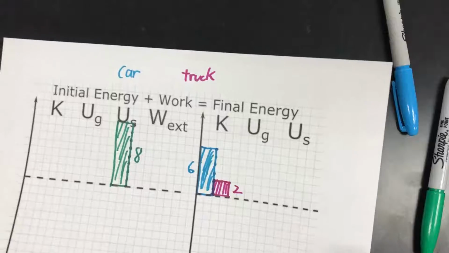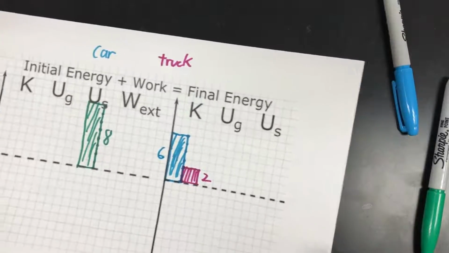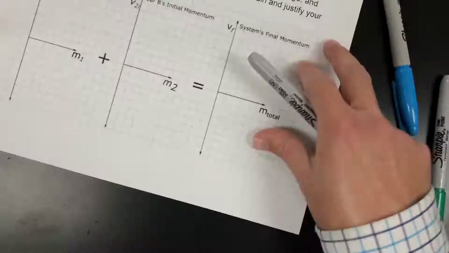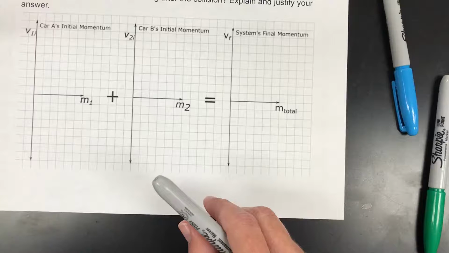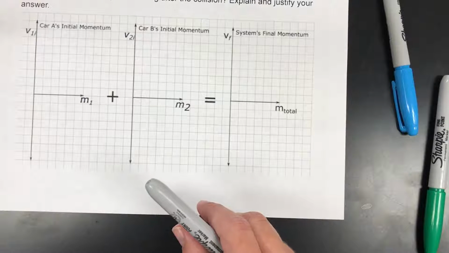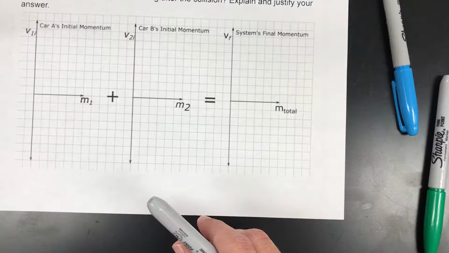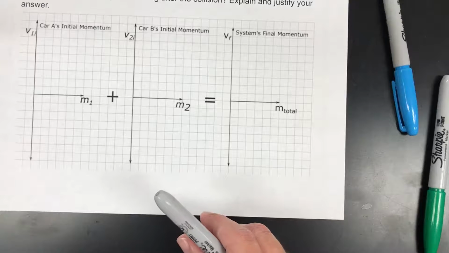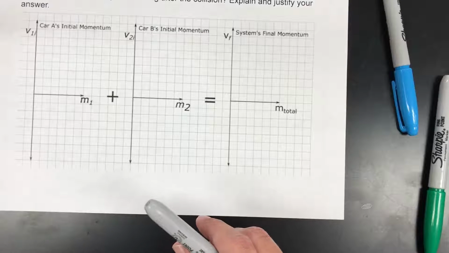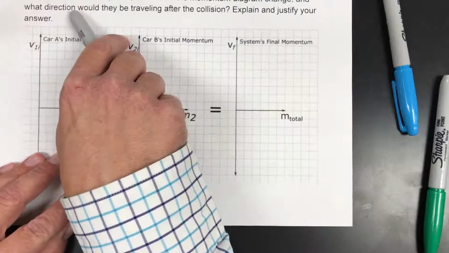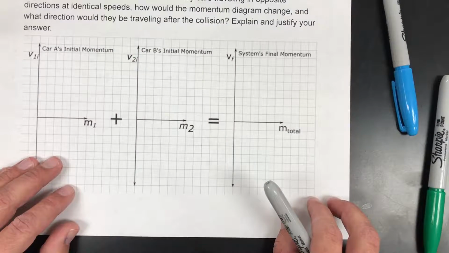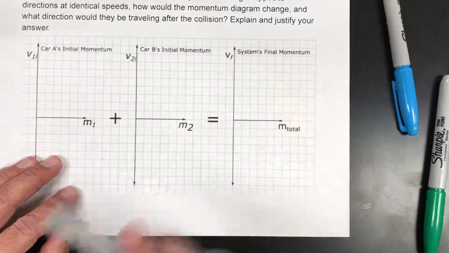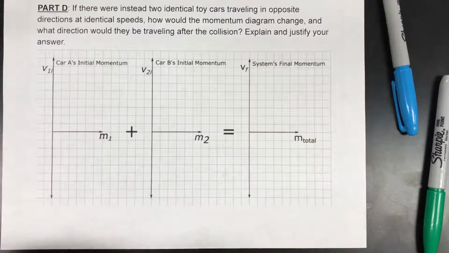One last thing we want to check here, and that is part D. And in part D, they say if there were instead 2 identical toy cars and they were traveling towards each other, or traveling in opposite directions at identical speeds, how would the momentum diagram change, and what direction would they be traveling after the collision? Justify your answer.